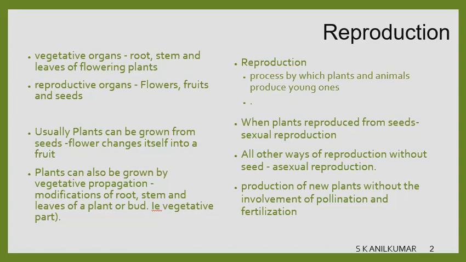When plants are reproduced from seeds, it is called sexual reproduction. When plants are reproduced not from the seed, not from the fruit, not from the flower, but from some other part like the root or stem or bud, it is called asexual reproduction.